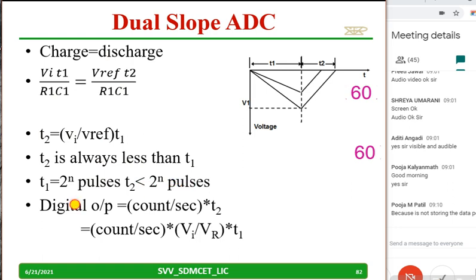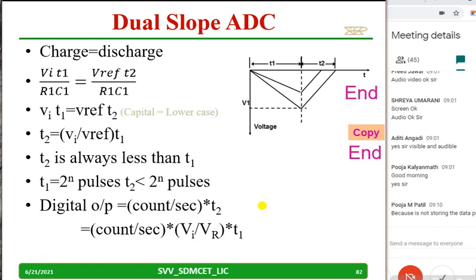The digital output that I get depends upon the count, that is Vi by Vr into T1 time period, how much it has charged. So copy down, try to understand. Take 1 or 2 minutes.